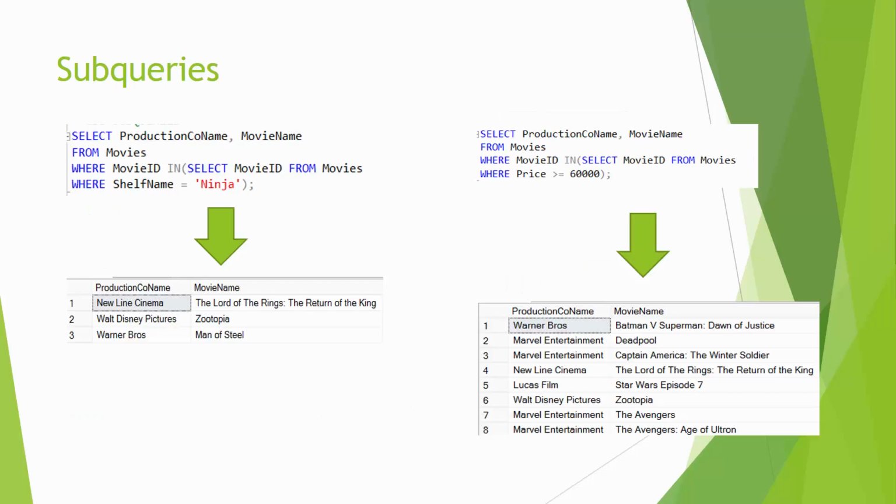Subquery can be used to find more specific data. For example, finding the movies on the designated shelf named Ninja and movies having a price of more than 60,000.